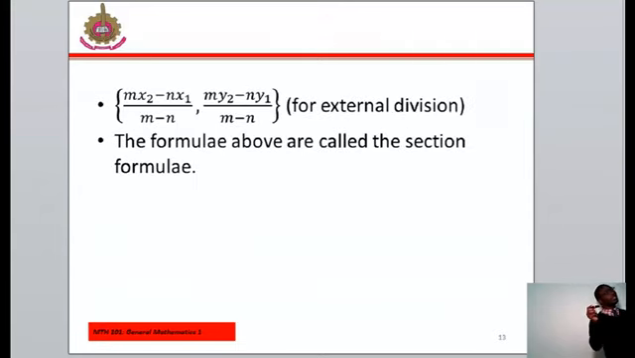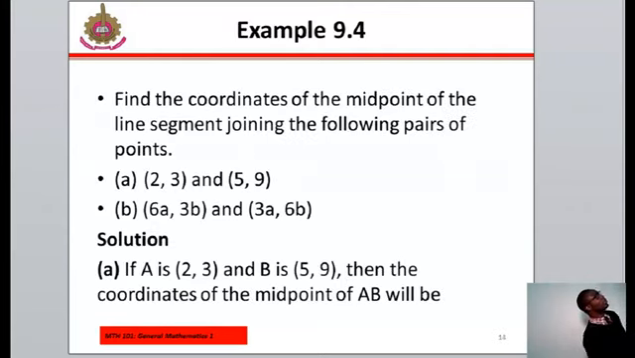Then for the external division, because a line can be divided internally or externally. Now for external division, it is going to be minus. So what you do is where you see a plus sign, you put a negative sign when the line is divided externally. Now these are common, so let us take an example.